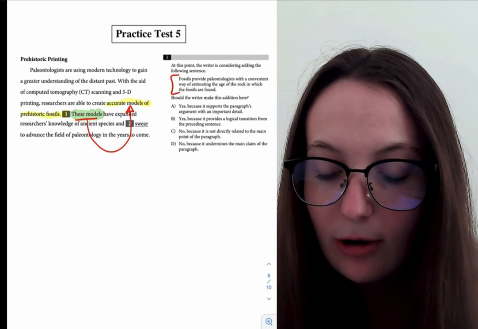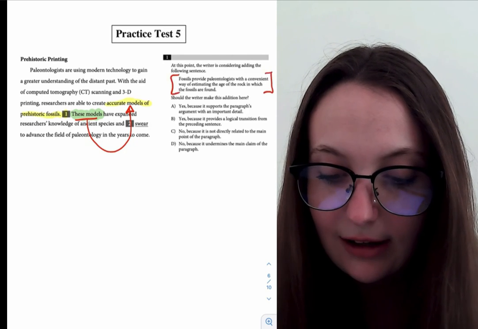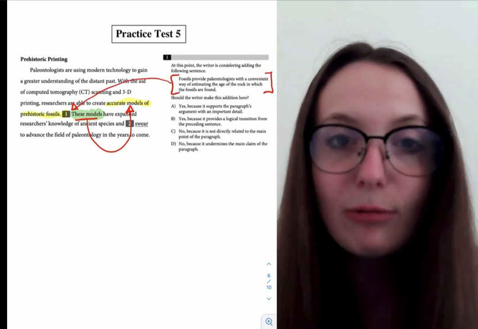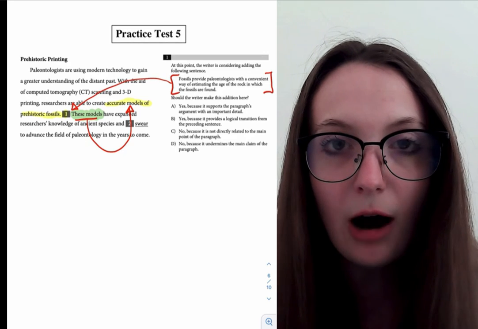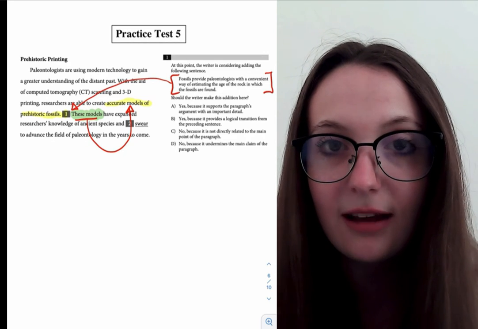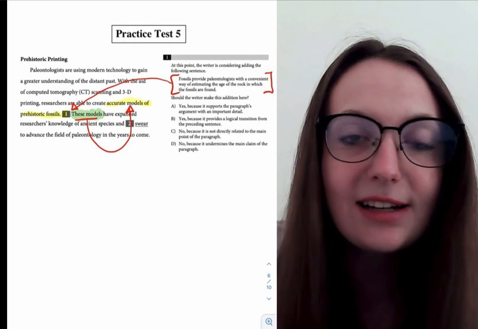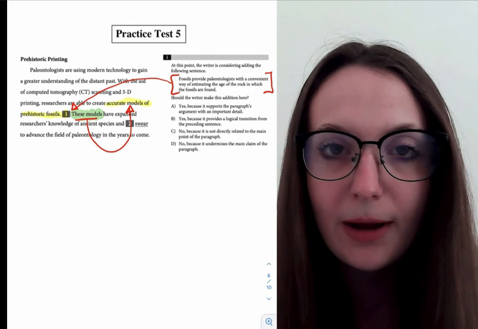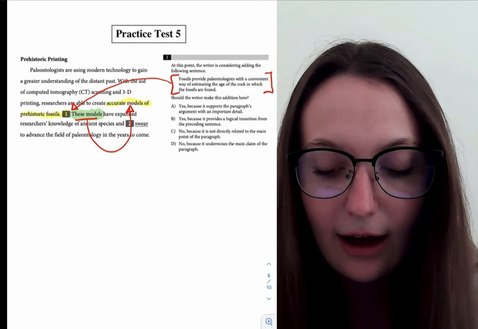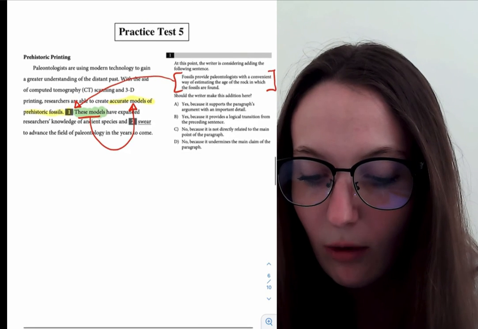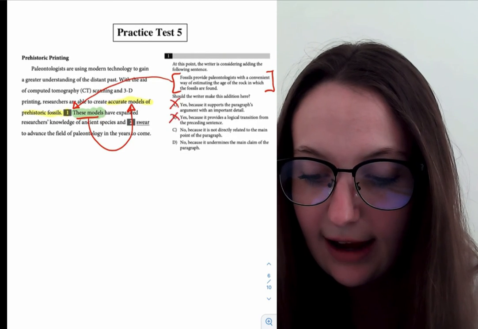So it's like if we were to add this part right here into sentence 1, that would disrupt the flow because these models should immediately refer to the thing that was just mentioned in the previous sentence with no extraneous information disrupting that flow at all. So we definitely don't want to make that addition. So knock out A and B.